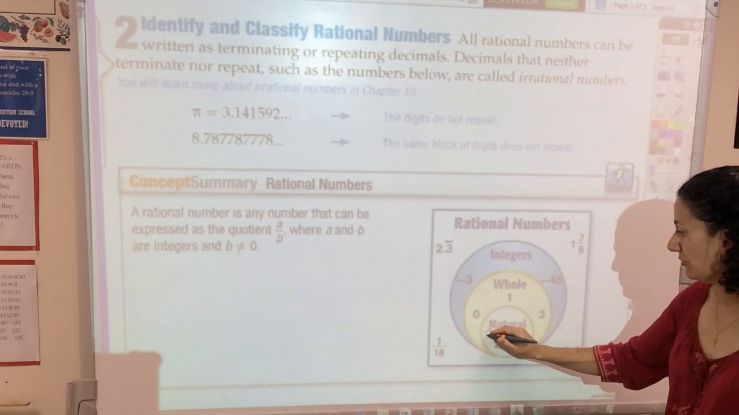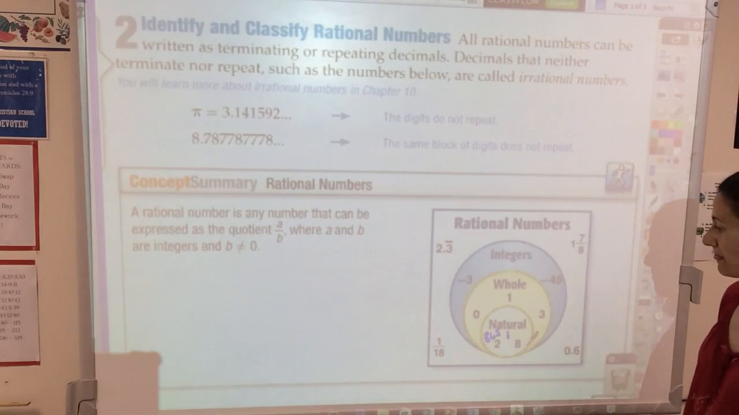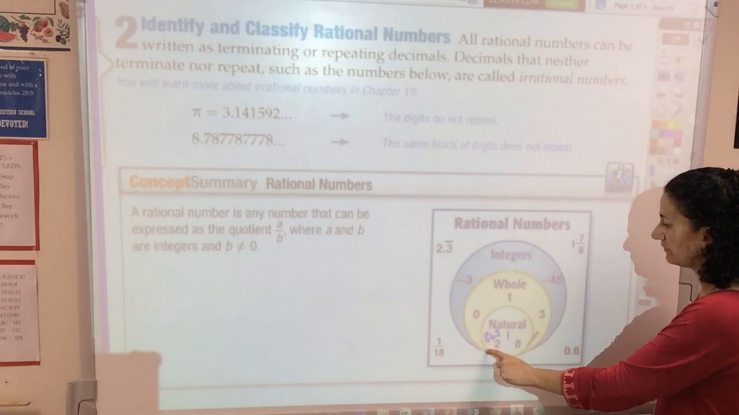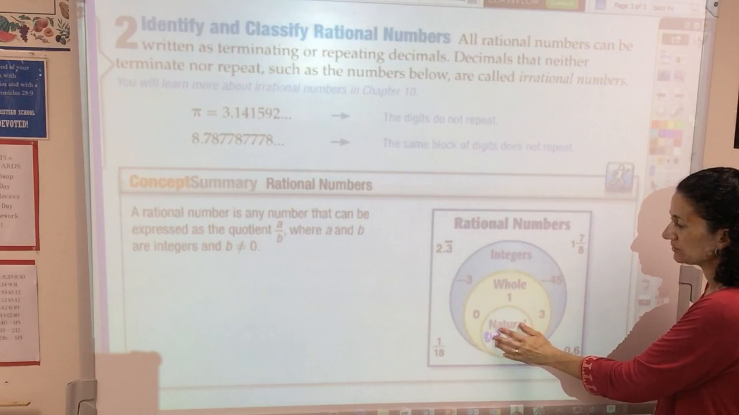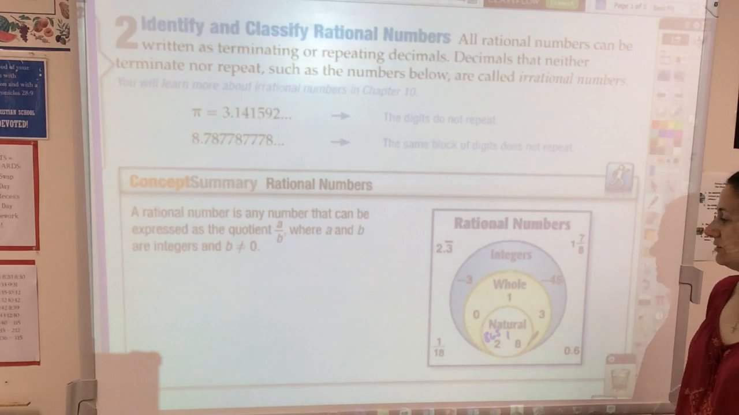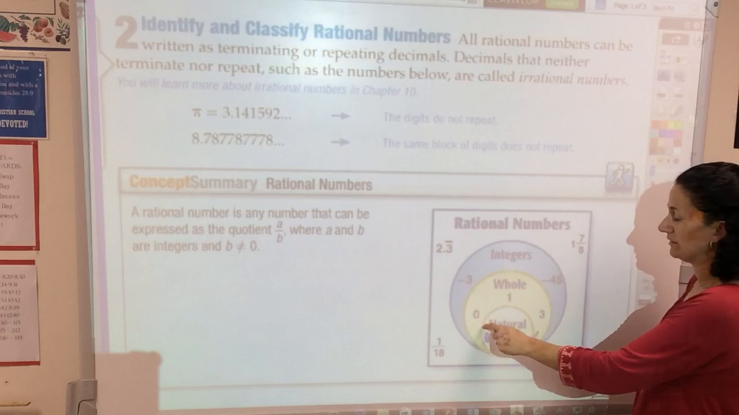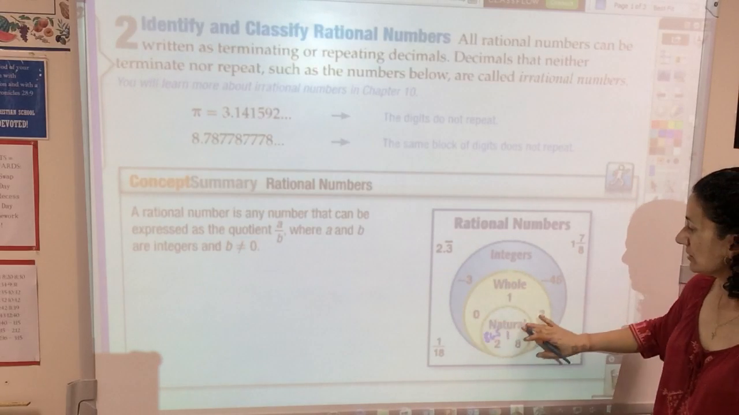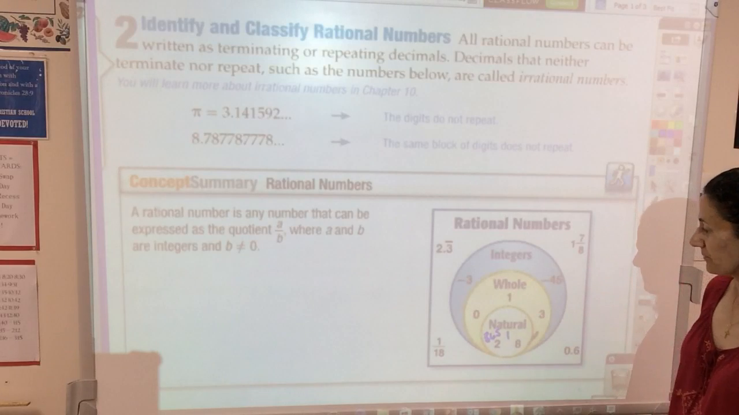1, 365. All of these are natural numbers. Then you've got the broader category of whole numbers. Whole numbers include all natural numbers and 0. So the only difference between a natural number and a whole number is this guy right here, 0. So whole numbers are any numbers 0 and above.